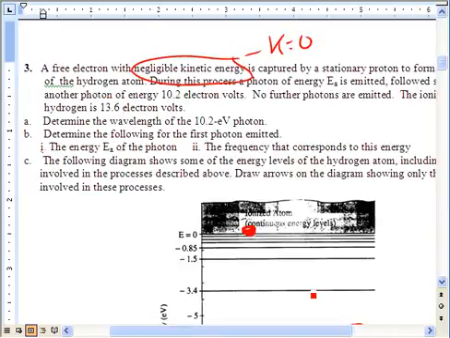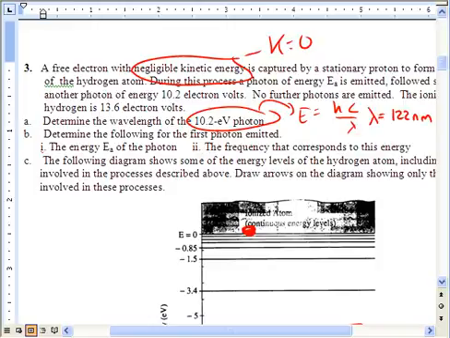Determine the wavelength of the 10.2 electron volt photon. Hopefully that's easy. Remember, E equals hc over lambda. I know the energy, so I solve for lambda, and I get 122 nanometers. You might say, isn't that kind of like a problem we just did? Yes, it is. Remember, the 121 nanometer light at that point, we calculated it was a 10.2 electron volt light. That's amazing.